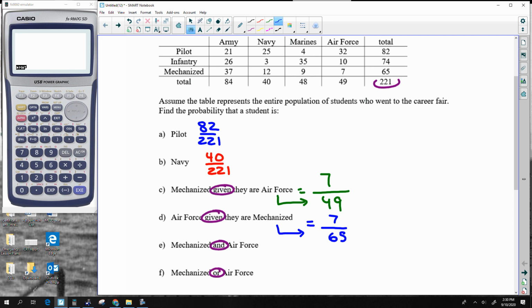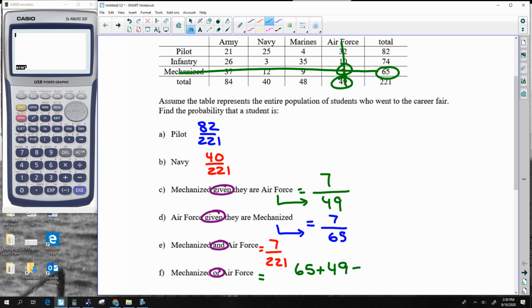The word and, so this is going to be the intersection. So the intersection of mechanized and Air Force is 7, and that's out of the total. After that, we have the word or, so it's A plus B minus and. So it's mechanized plus Air Force minus the mechanized Air Force. So that's 65 and 49 minus the intersection of 7, all out of the total.